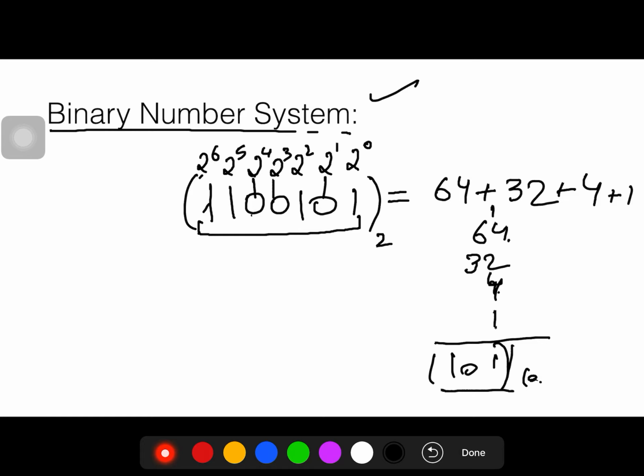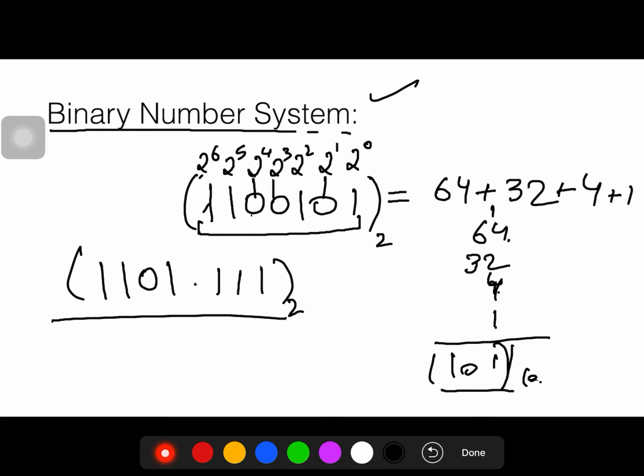Now the binary number system can also contain a fractional part in addition to the integral part. We can have a number like this also in binary. The binary number system also supports arithmetic operations like addition, subtraction, multiplication, division.